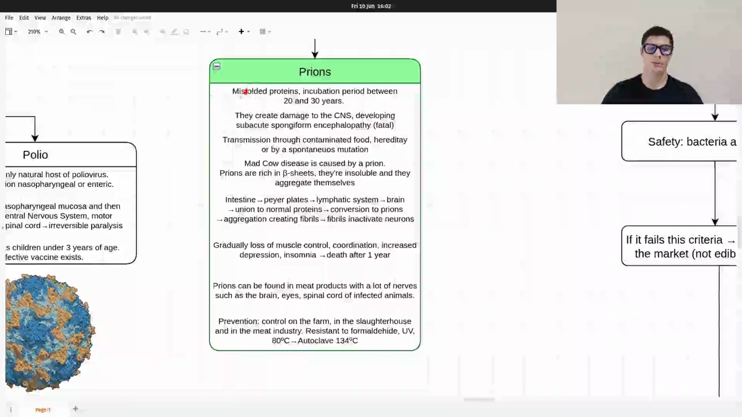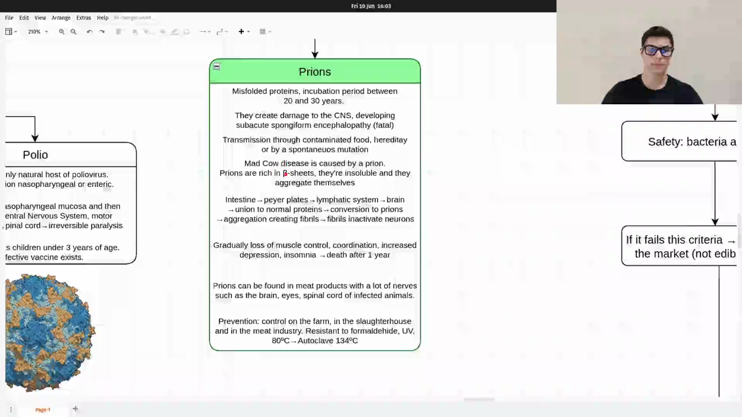Prions are misfolded proteins, and they have incubation periods between 20 and 30 years. That's a lot of time. They create damage to the central nervous system, developing subacute spongiform encephalopathy that can be fatal. Transmission is through contaminated food, heredity, or by a spontaneous mutation.